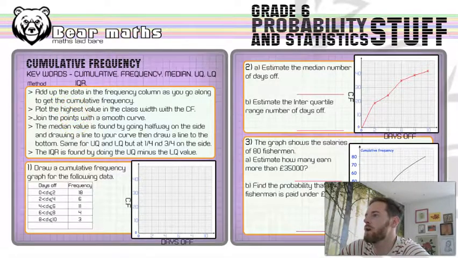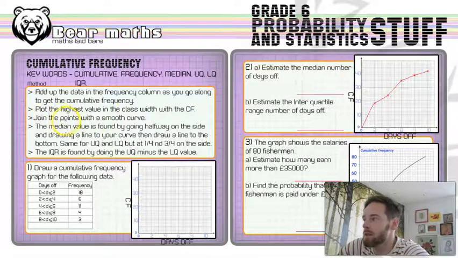So cumulative frequency graphs are used to represent data, information. This is how we are going to draw them or interpret them. To draw them, we add up the data in the frequency column as you go along to get the cumulative frequency, the added up amount of stuff. Plot the highest value in the class width with the cumulative frequency, whatever that might be. Join the points with a smooth curve.